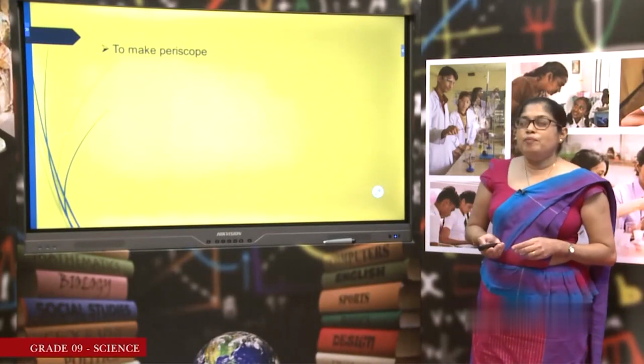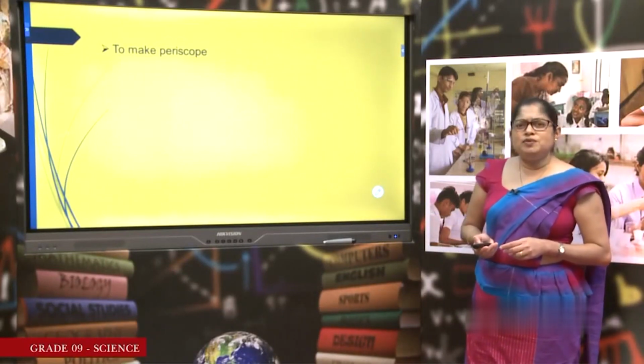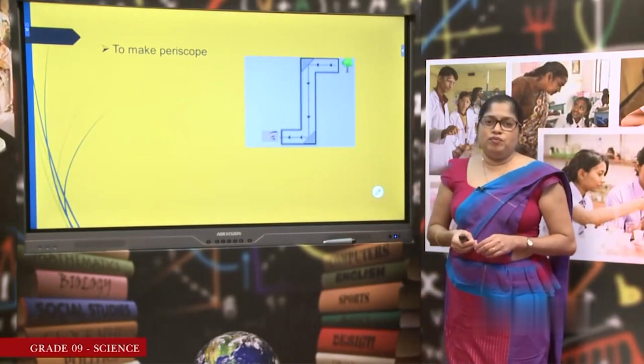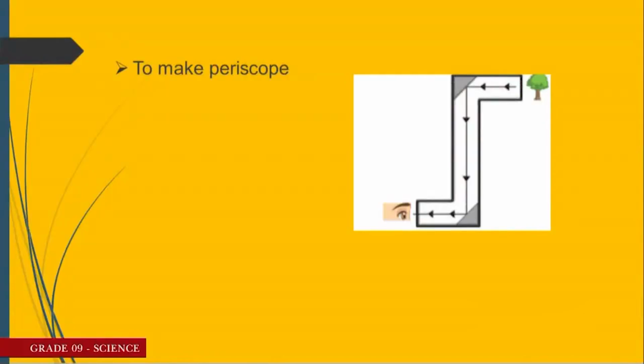Then, to make a periscope. What is a periscope? This is the structure of the periscope. This is used most of the time by soldiers inside bunkers. So, while they are hiding in the bunkers, if they want to see outside where the enemy is coming from, they use a periscope.